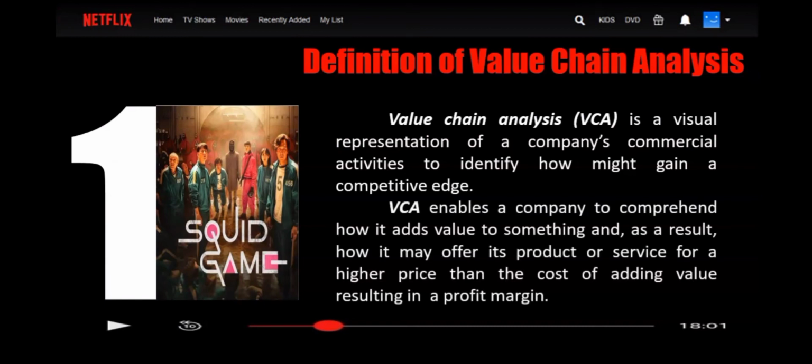Value chain analysis enables a company to comprehend how it adds value to something and as a result, how it may offer its product or service for a higher price than the cost of adding value, resulting in a profit margin. In other words, if they are operated effectively, the value obtained should outweigh the cost of running them. For example, clients should freely and willingly deal with the organization.